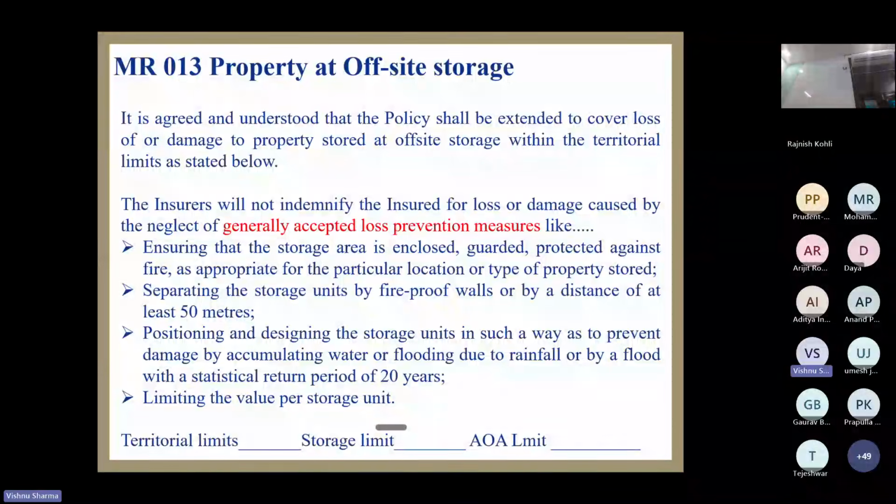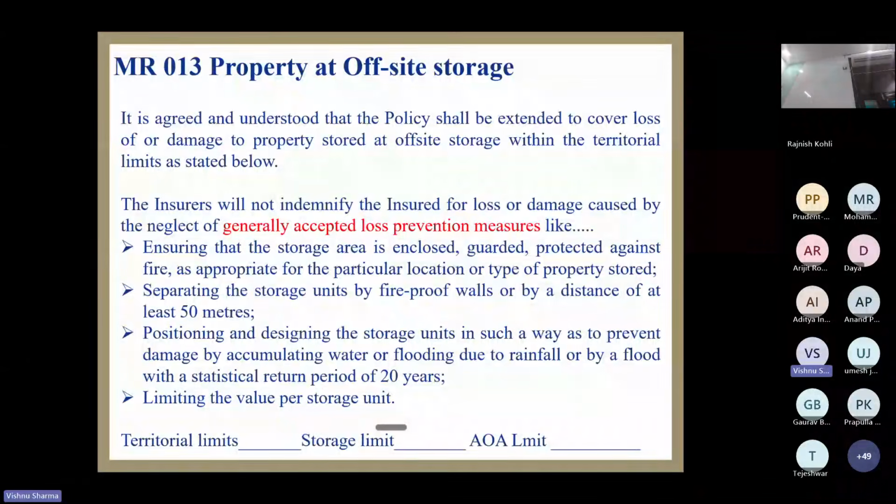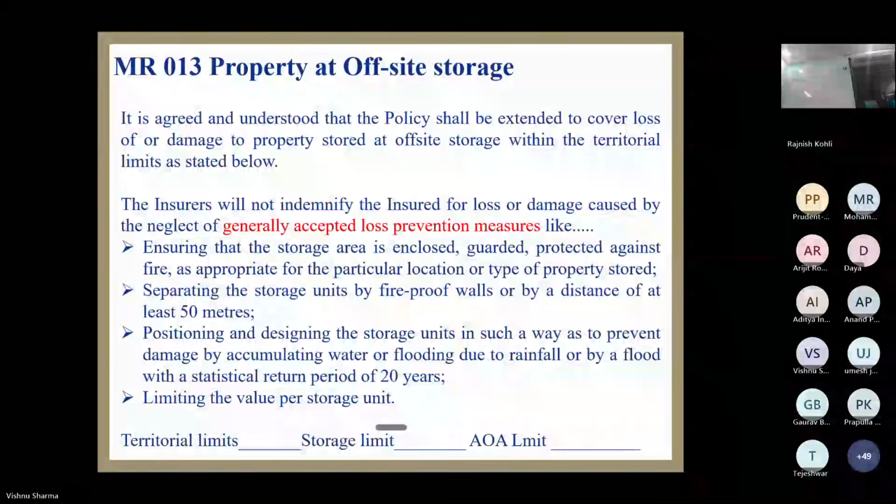Within how many kilometers it should be there? Three things are there. Territorial limit is also important. You cannot have the offsite storage 100 kilometers away. It should be within 10 kilometers, 15 kilometers, something like that. Whatever has been agreed by the insurance company at the time of underwriting.